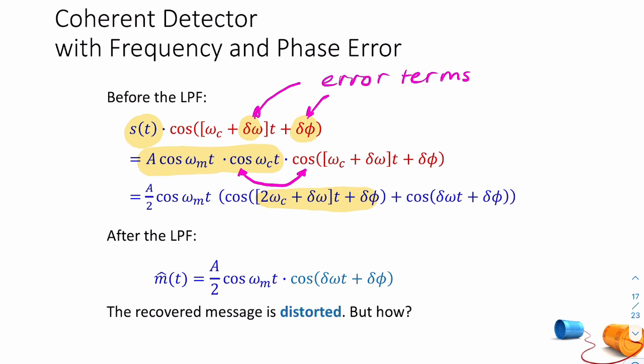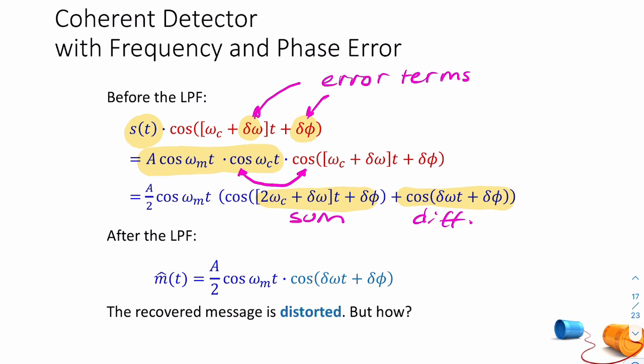Remember, that gives us cosine of the sum and cosine of the difference. So omega c plus omega c gives you 2 omega c. And cosine of the difference, omega c minus omega c. So you end up with this. The only thing that remains is this and this, because these cancel out. So you've got the sum and the difference.